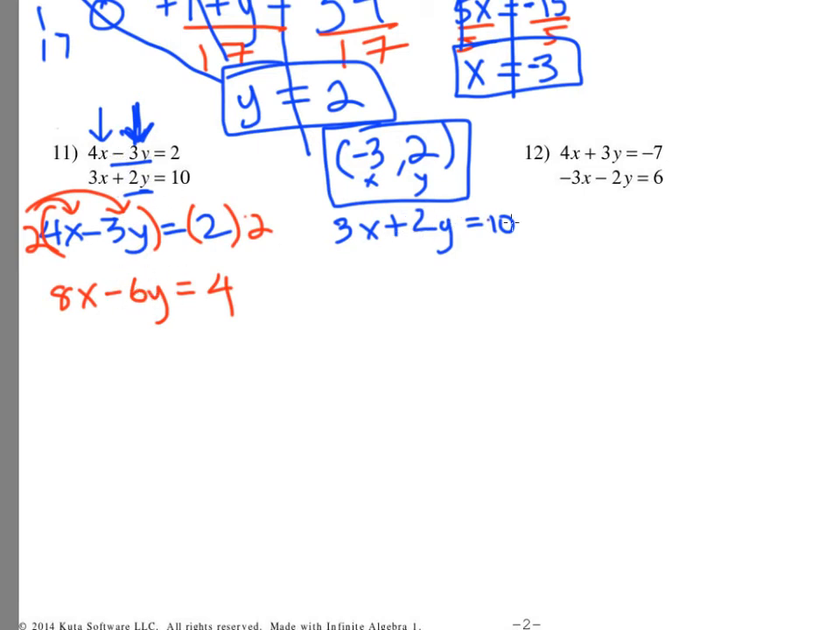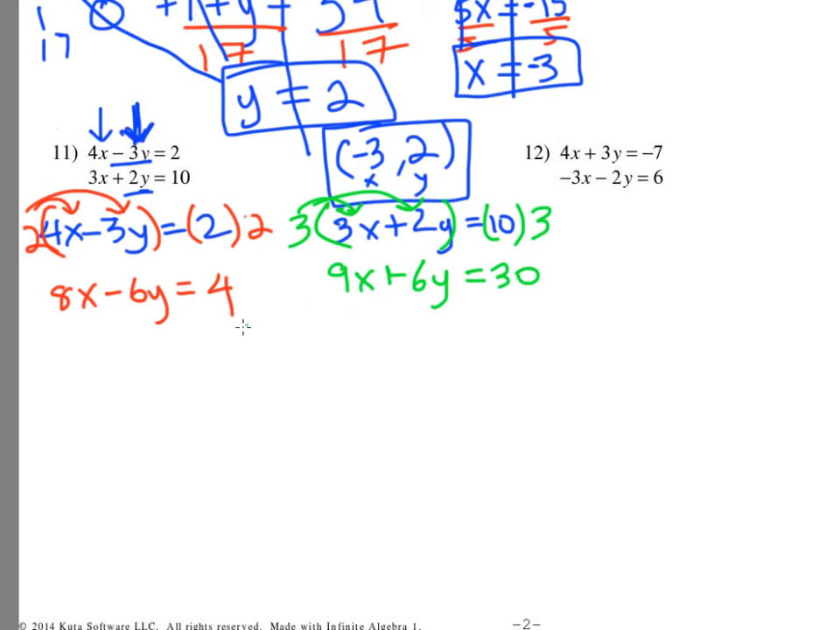I want to turn this guy into a positive 6. So let me use the green. What does 2 need to turn into a positive 6? 2 times what gives me 6? 2 times 3, right? But if I multiply the left side by 3, I have to multiply the right side by 3, otherwise things are unbalanced. So what do we get? Let's distribute. 3 times 3 is 9x. 3 times 2 is 6y. And 3 times 10 is 30.